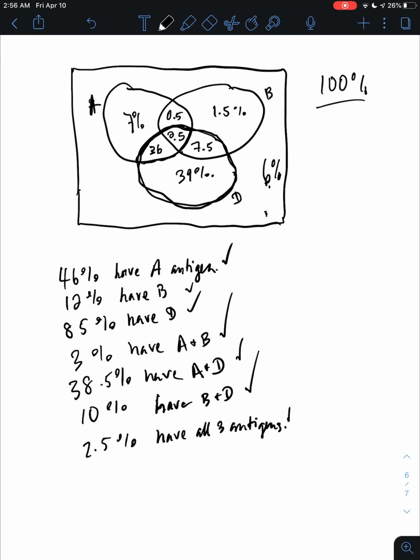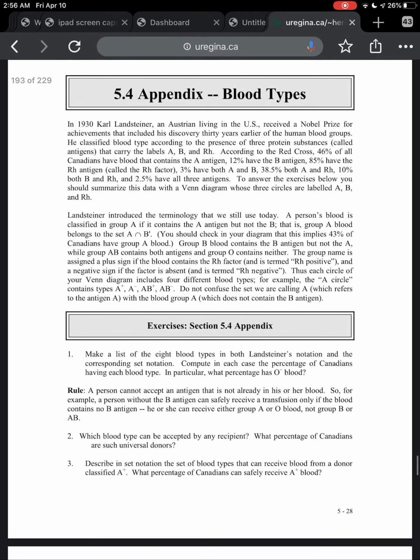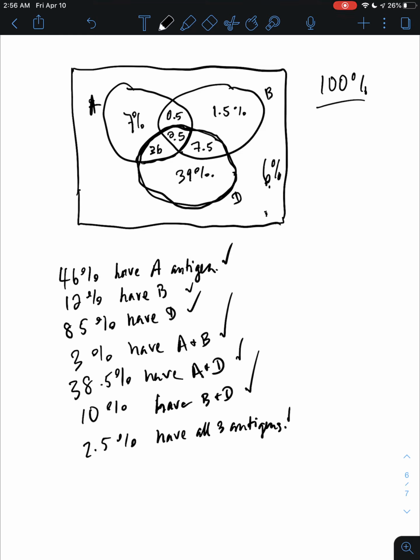6%. Let's double check that and add them all up. So 6 and 39 is 45. And 36 is 81, and 10 more is 91, 98, 98.5, 99.5, 100%. Okay. So let's try to answer the questions now. What percentage of Canadians are universal donors? We worked that out. That is 6%. That's people who have no antigens, universal donors.